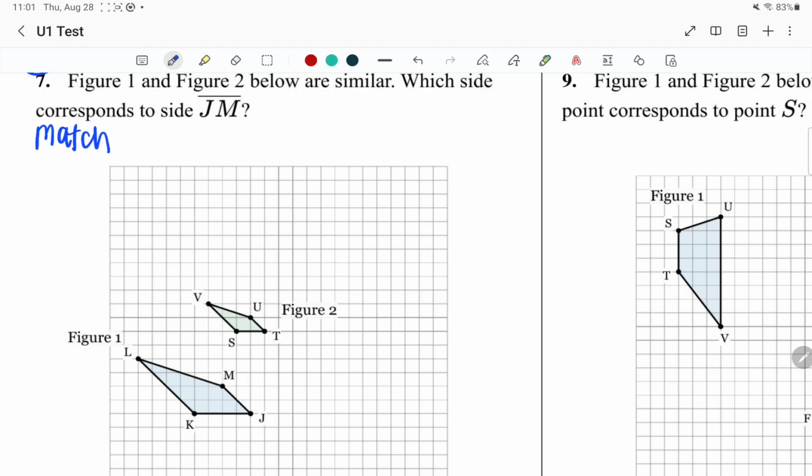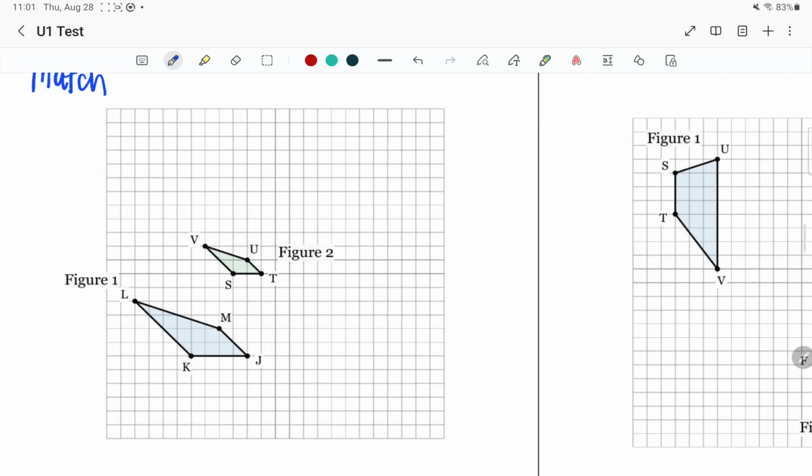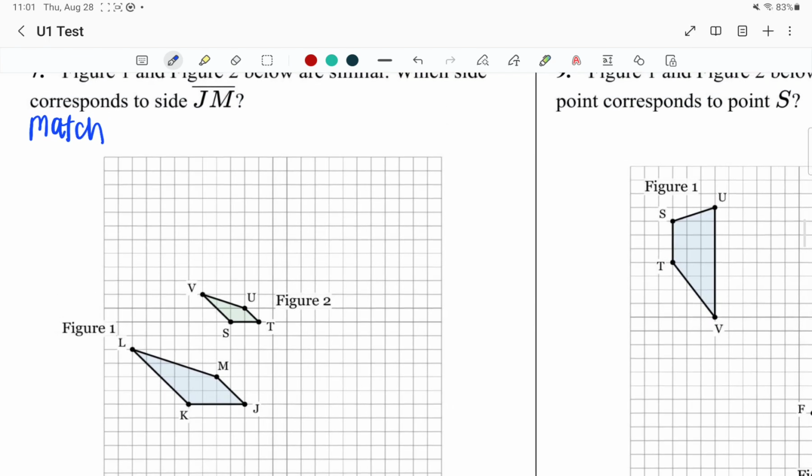So even though they are different sizes, they are still the same shape. We still can match things. So I'm going to look at side J to M, and I see that this shape has been dilated, so it's been made smaller, and it's just been moved up. So U to T would be my matching side.